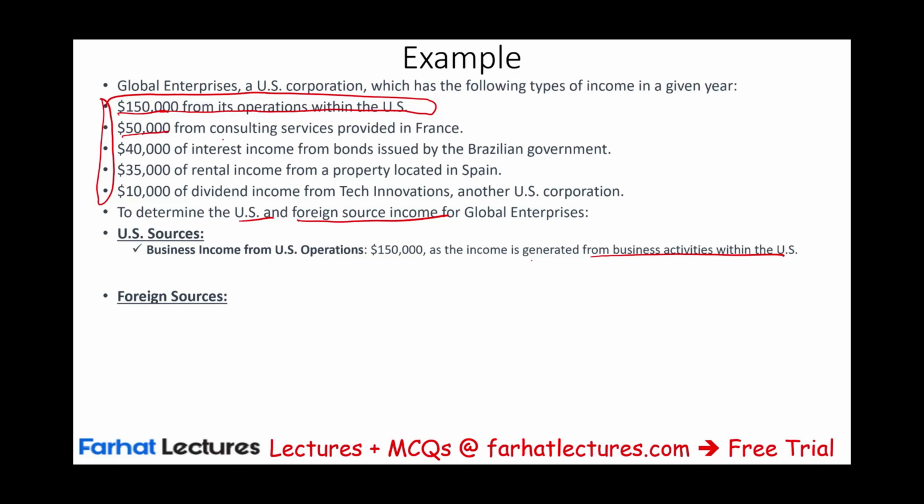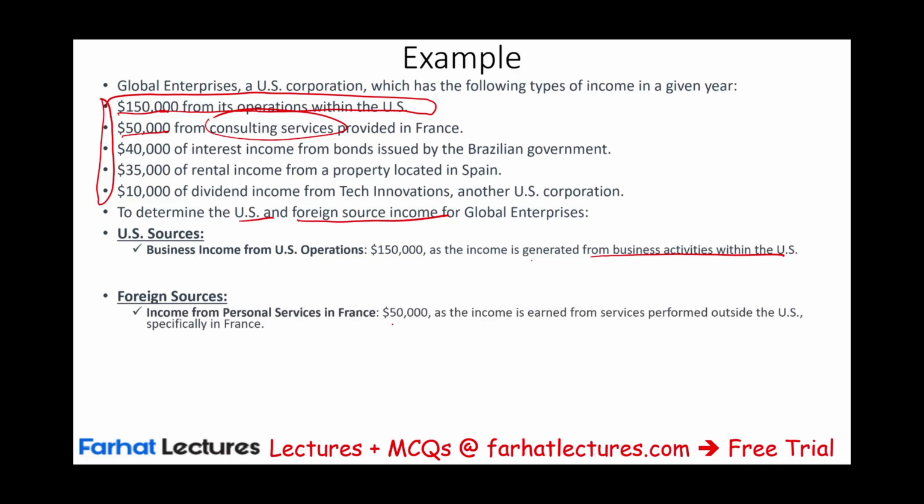Then they got $50,000 from consulting services provided in France. Well, if they provide this service in the US, that will be US source income. Otherwise, if they provided these consulting services in France, it's subject to French tax, it's a foreign source income. So $50,000 is income earned from services performed outside the US. $40,000 of interest income from bonds issued by the Brazilian government. So they bought some bonds and the bond paid interest, and that interest is coming from the Brazilian government. Is this a US source income? No, this is a foreign source income.